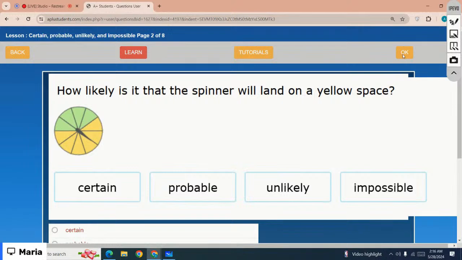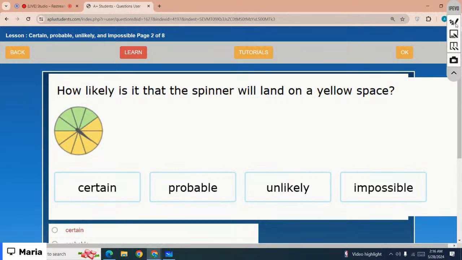How likely is it that the spinner will land on a yellow space? So which is the correct option? So the spinner has 10 portions, right? Six of them are yellow and four of them are green, right?